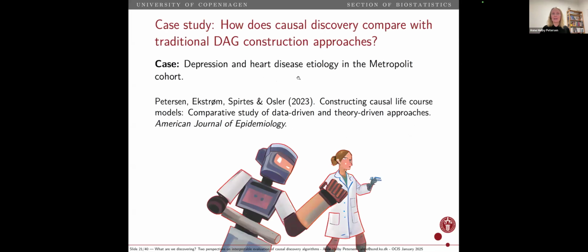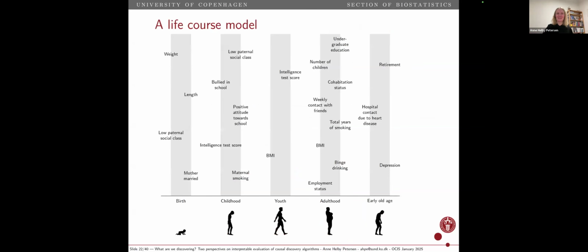disease. And we compared the causal discovery output with a traditionally constructed model, which was some experts trying to make a DAG. So the idea of this paper was to compare man versus machine, who can get out the most correct model in some sense.